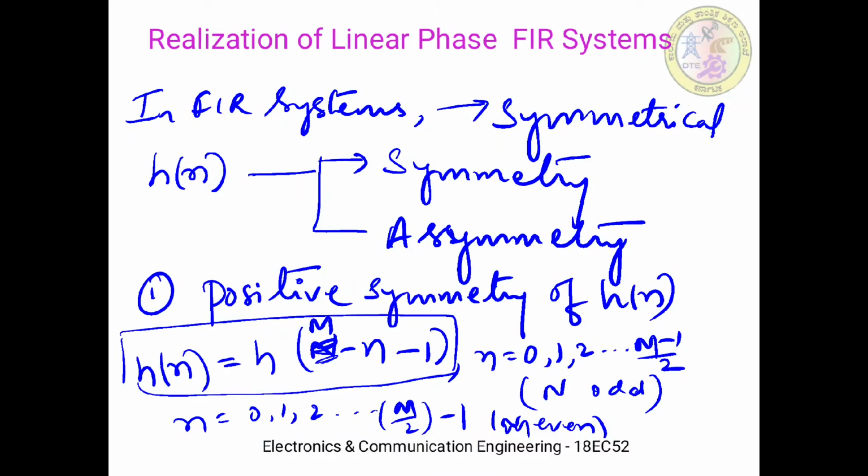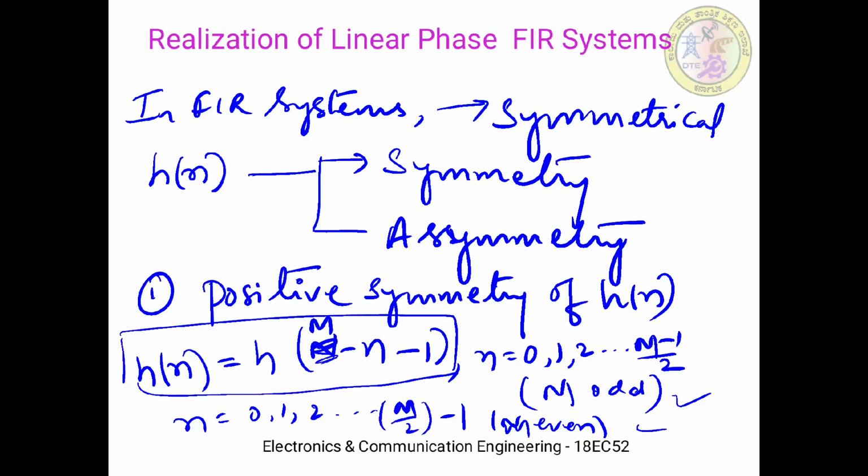If M is an odd number, then the values of n for which the impulse response can be calculated are 0, 1, 2 up to (M minus 1) by 2. Similarly, when the length M is even, n is 0, 1, 2, 3 up to M by 2 minus 1. So these are the odd and even conditions for h of n.